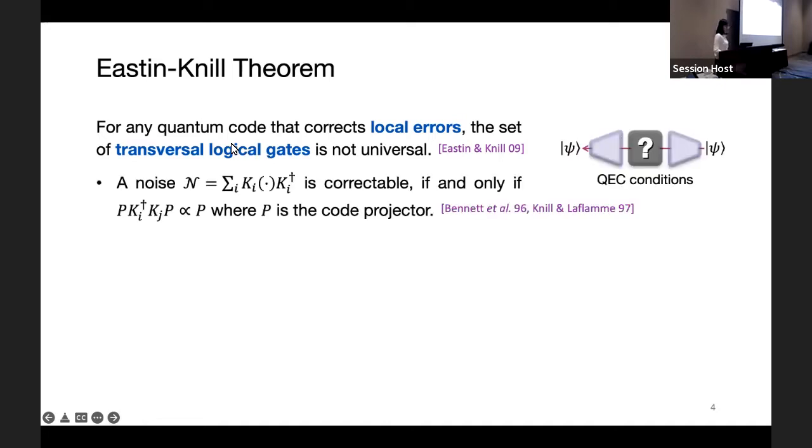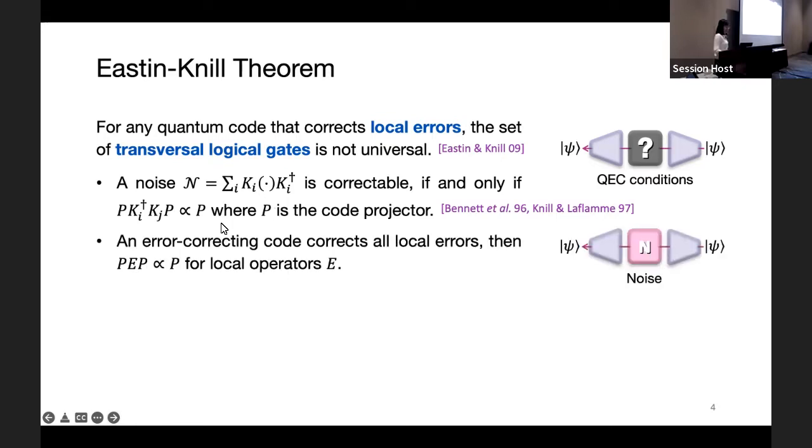So we first need something called the error correction condition. Suppose we have a noise channel described by these Kraus operators Ki here. The QEC condition basically is the condition that the noise needs to satisfy in order for it to be correctable. So here it basically says that Ki dagger Kj must act trivially in the code subspace in order for it to be correctable. So then we can see that if the error correcting code can correct all local errors, it means that any local operators E must also act trivially in the code subspace.